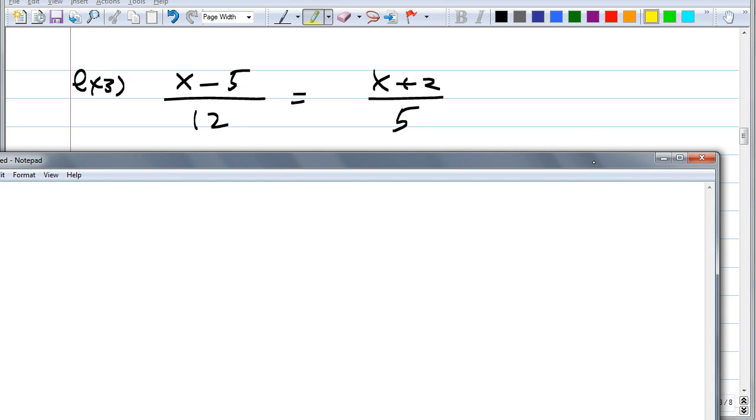Okay. All right, go ahead and try example 3. It says (x minus 5) over 12 equals (x plus 2) over 5. Same exact sort of thing that we did before. Can we use the cross multiplication here? Yes. We have a fraction equal to another fraction. Whenever you have that kind of equation, it's easy to get rid of all the denominators.